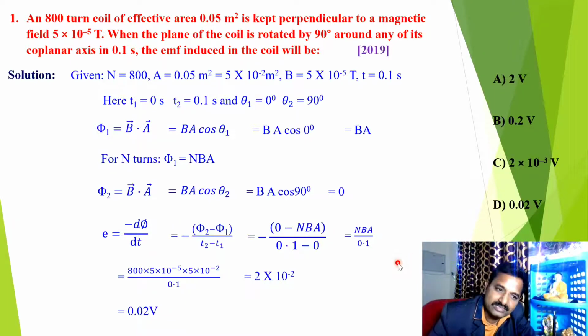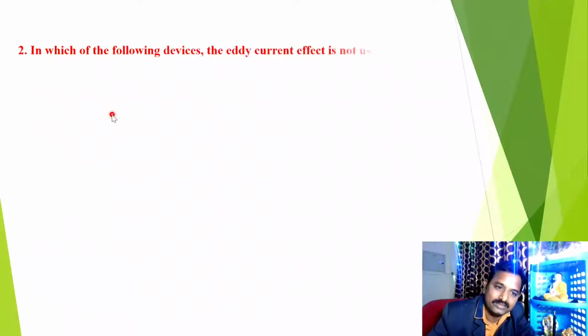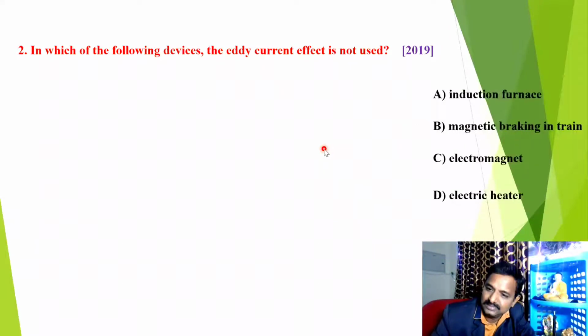Now we will go for the second question. In which of the following devices is the eddy current effect not used? It was given in 2019. Here are the options. Option A, induction furnace. Option B, magnetic braking in train. Option C, electromagnet. Option D, electric heater.